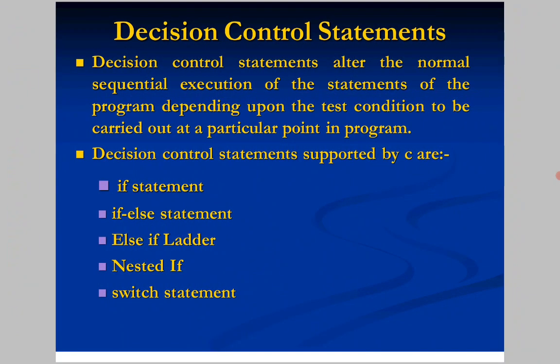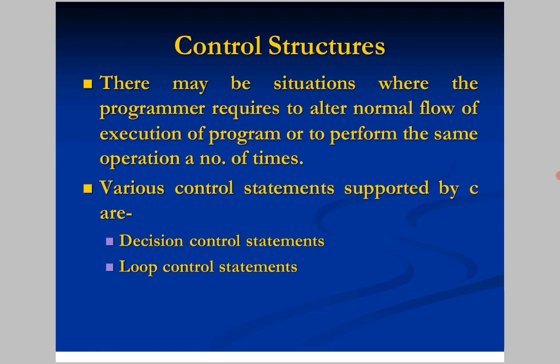First one is if statement. Second one is if else statement. Third one is else if ladder. Fourth one is nested if statement. Fifth one is switch statement. So these five are decision control statements or conditional statements. The second type of control statements are called loops or looping statements.